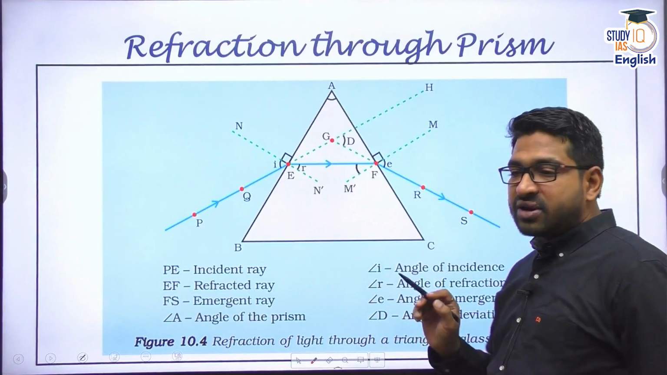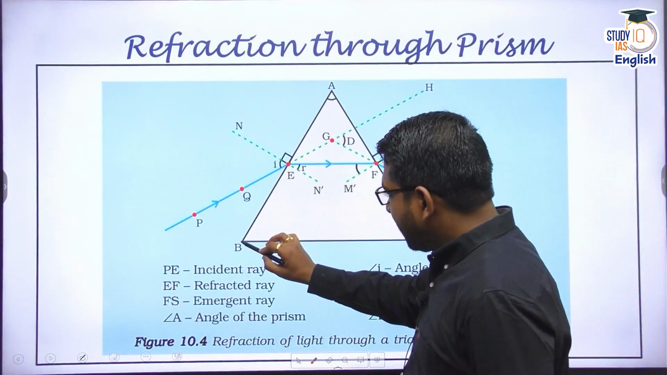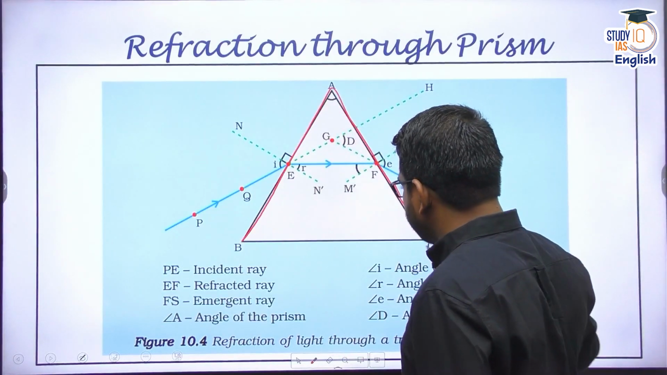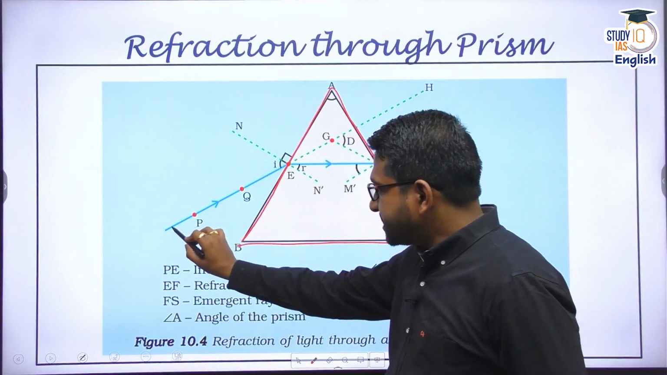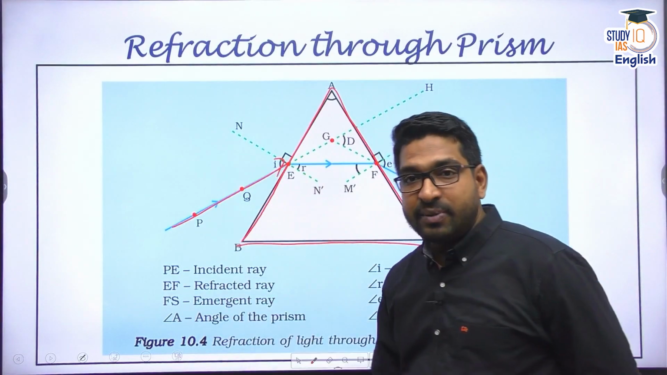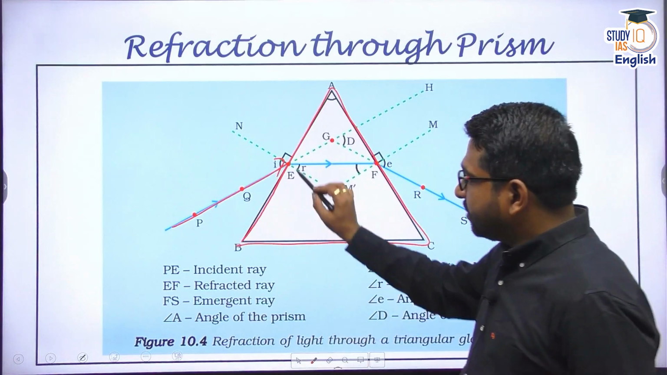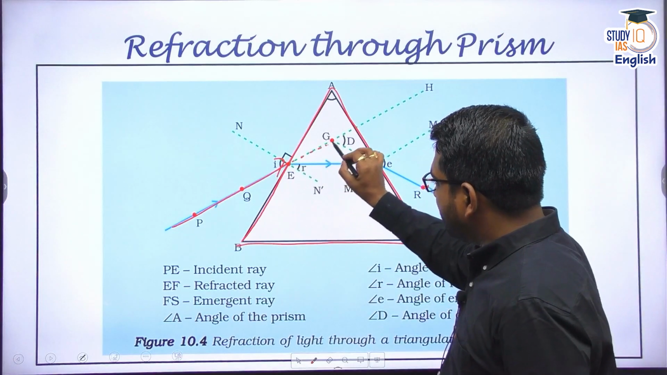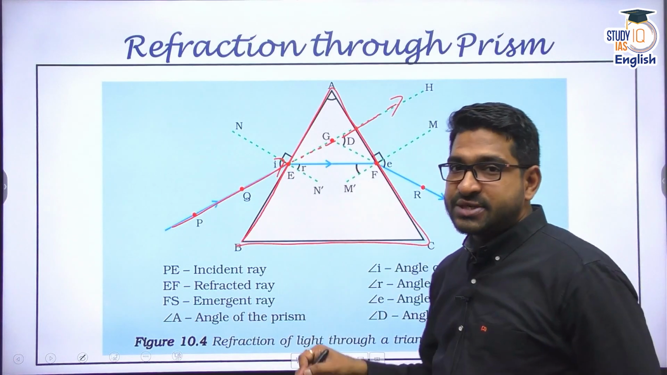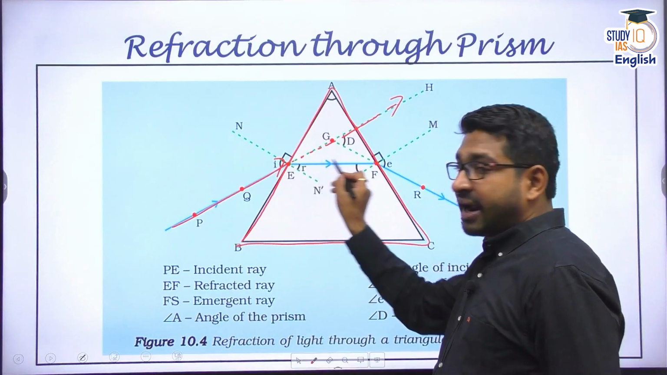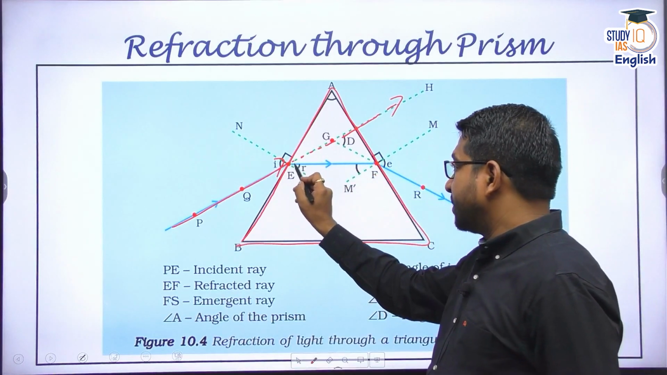Now, let's talk about refraction through a prism. A prism has 3 surfaces, correct? As the light enters here, it will be refracted. The correct path of this light would be in this particular direction, but that does not happen. Now, it is refracted in this direction.